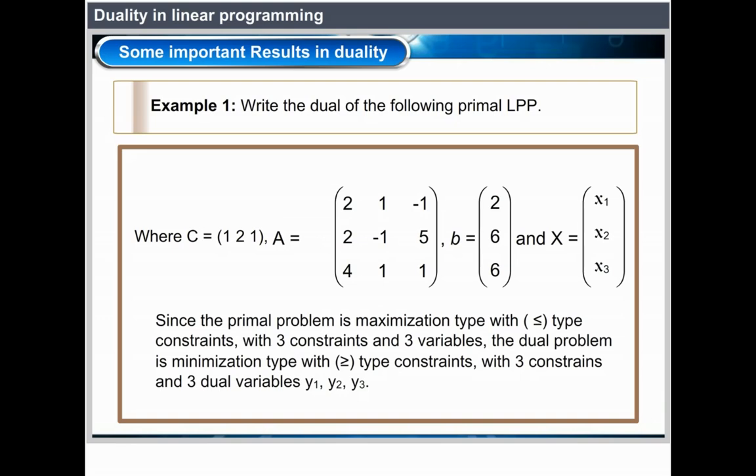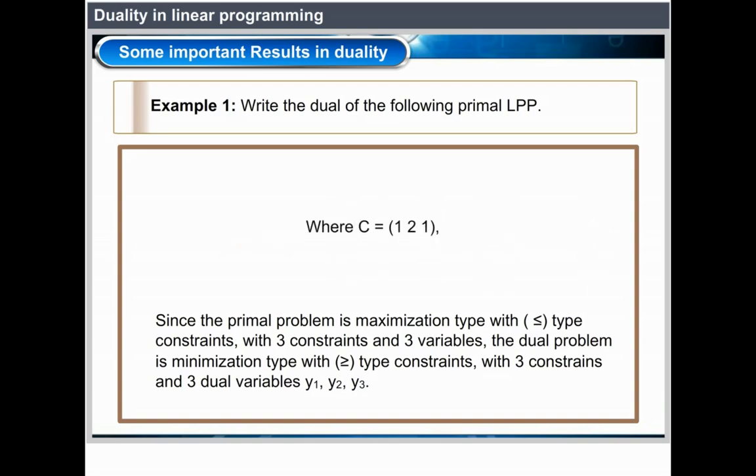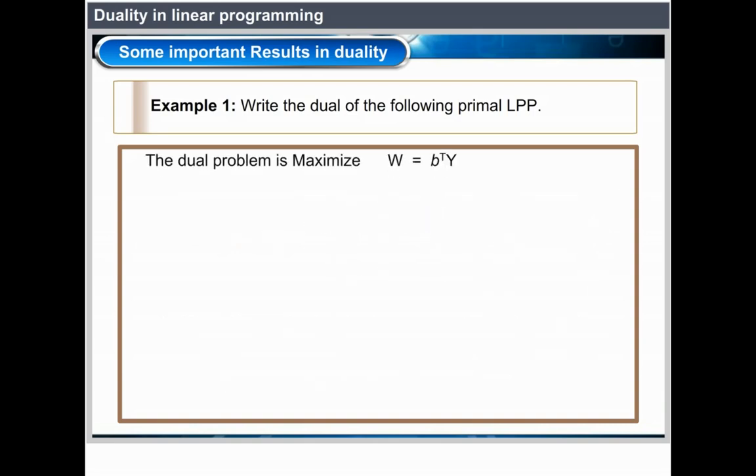Since the primal problem is maximization type with less than or equal to type constraints, with 3 constraints and 3 variables, the dual problem is minimization type with greater than or equal to type constraints, with 3 constraints and 3 dual variables y1, y2, y3. The dual problem is minimize W equals b transpose Y, subject to the constraints A transpose Y greater than or equal to c transpose and Y greater than or equal to 0.